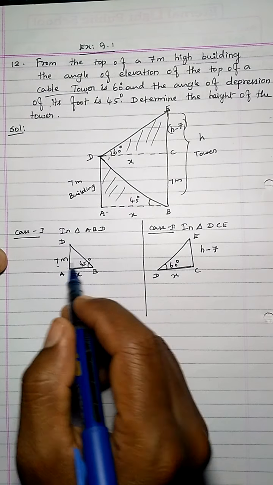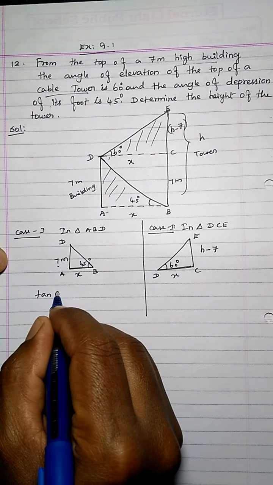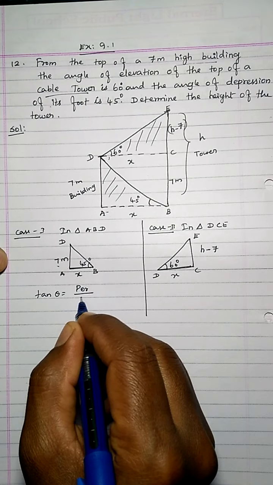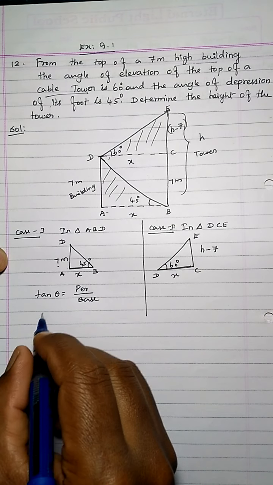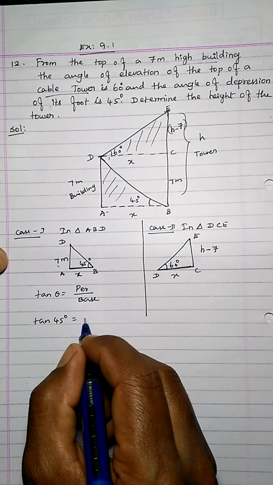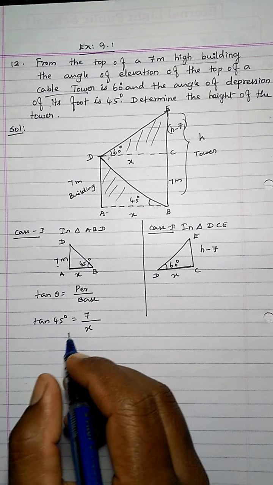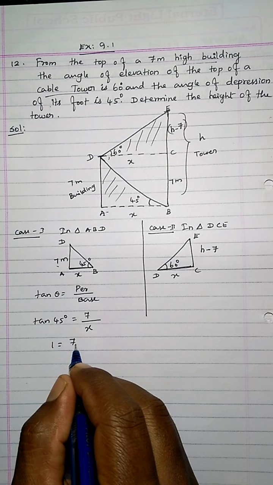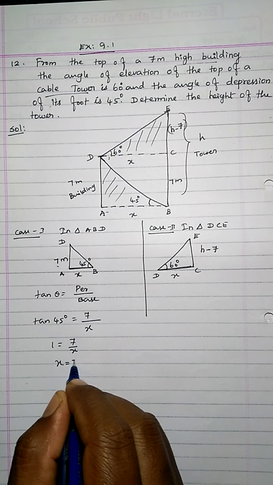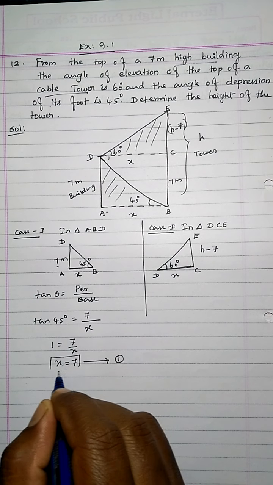Now base and perpendicular: we know the formula is tan theta equals perpendicular by base. So tan 45 equals perpendicular, we have 7, and base we have taken x. So tan 45 value in the table is 1. So 1 equals 7 by x, which means x is equal to 7. So this is equation number 1, we can take it.